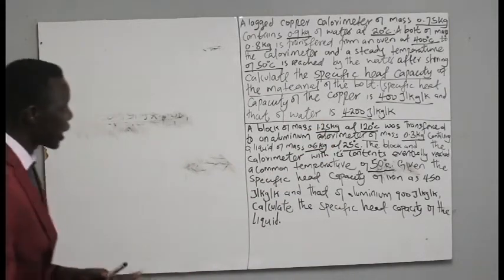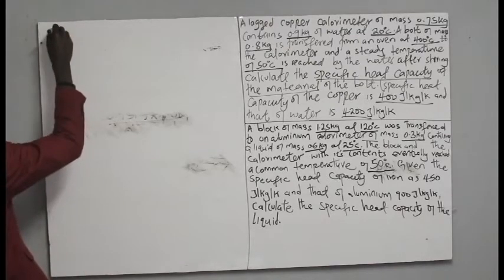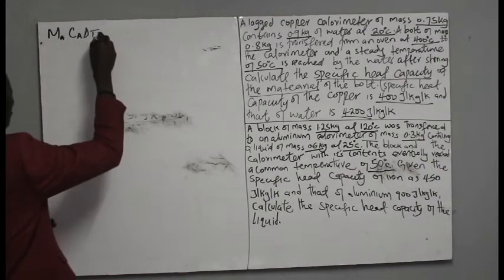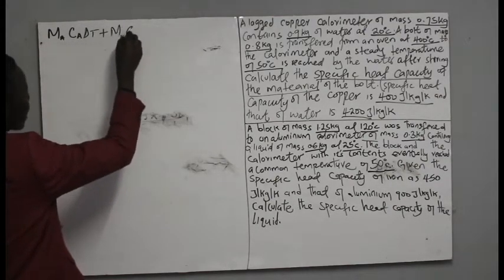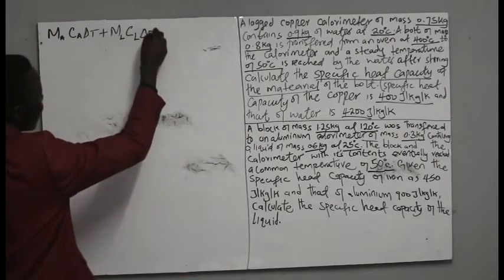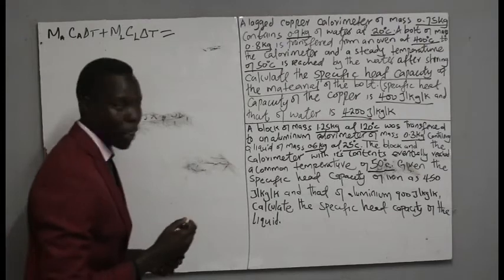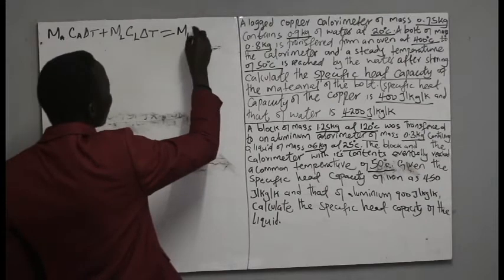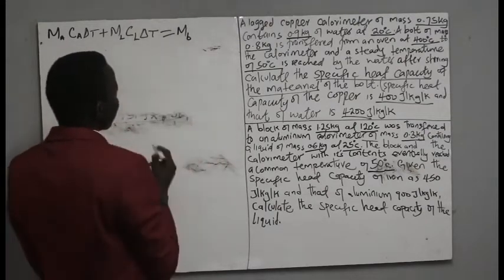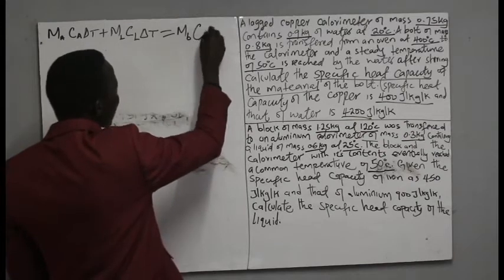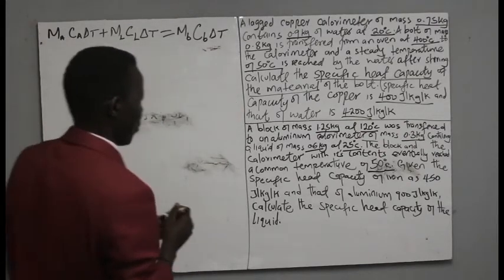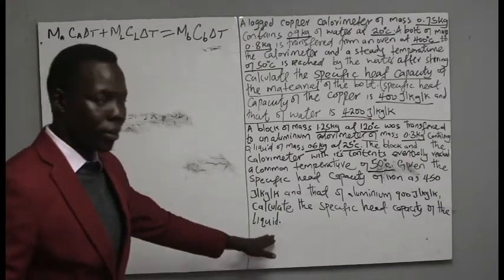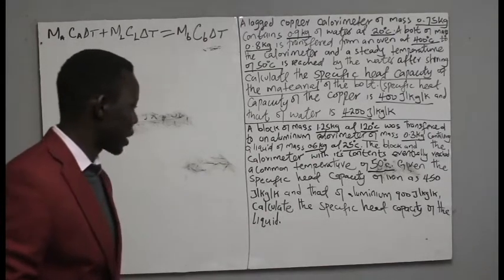So now, those gaining heat: the mass of the aluminium times the specific heat capacity of the aluminium times the change in temperature, plus the mass of the liquid times the specific heat capacity of the liquid times the change in temperature, should be equal to the mass of the block, I will just write B for the block, times the specific heat capacity of the block times the change in temperature. Yes. So we are being asked to calculate the specific heat capacity of the liquid.